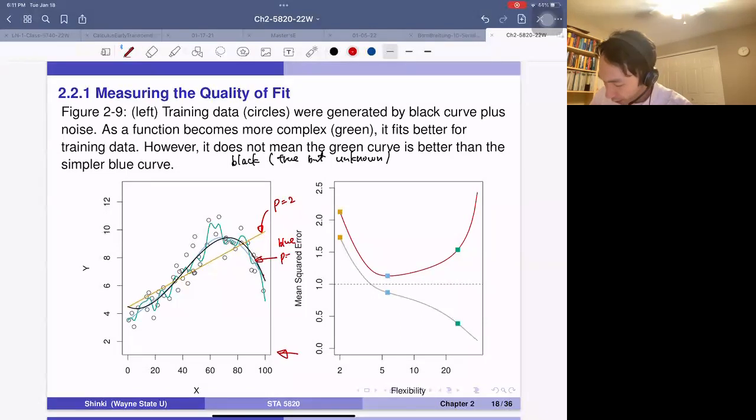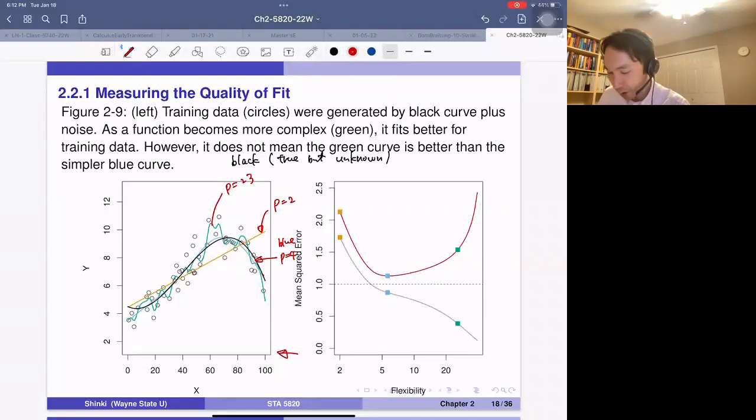So this is p equals 4. So we have 4 parameters: beta naught plus beta 1 x plus beta 2 x squared plus beta 3 x cubed. And the green one is much more flexible. We have maybe 20 or 21 parameters, around 20. So we have a 19-degree polynomial, maybe 20. You can see 20, maybe 23 or something. So p is 23, so we have a degree 22 polynomial.